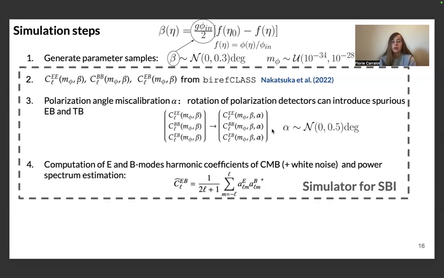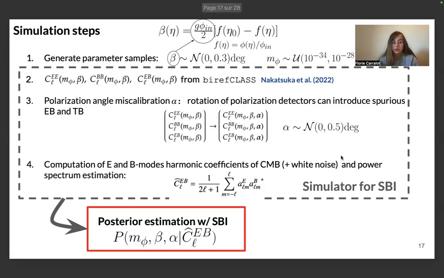Afterwards, we compute the E and B modes harmonic coefficients of our CMB signal, to which we add a white noise contribution. And after that, we estimate the power spectrum. So these three steps constitute the simulator that I was mentioning earlier, which takes as input our three parameters and outputs a simulation of the EB power spectrum. And from this simulation, you can estimate the posterior distribution.